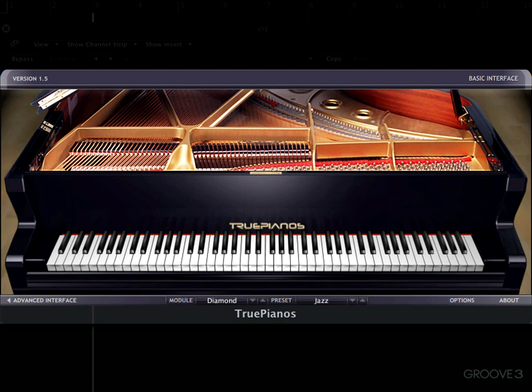So if we start on C and we go through the circle of fifths, we get C, G, D, A, E, all a 5th apart, but put them all into 1 octave. And that's a C pentatonic scale, a major pentatonic scale.